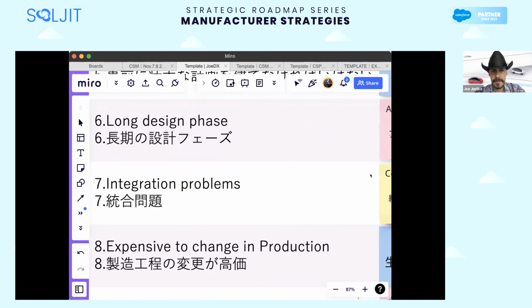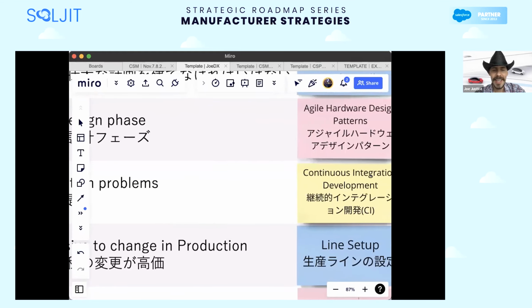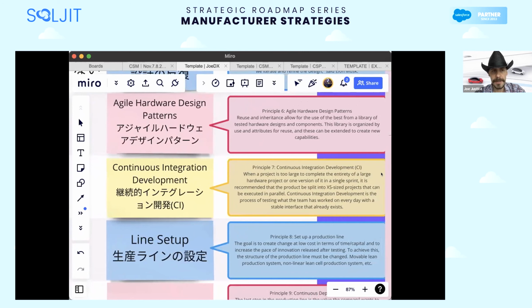Integration problems. A team made an update, but now it doesn't work with the rest of the system. How do we reduce that risk? Continuous integration development. When a project is too large to be complete in entirety, the hardware project or one version of it is split into a single cycle, less than a month cycle.